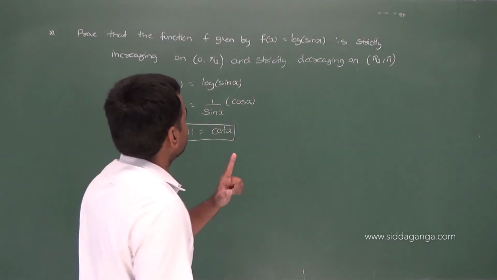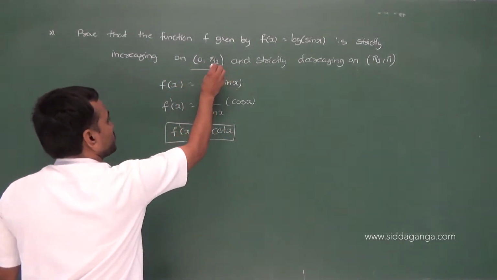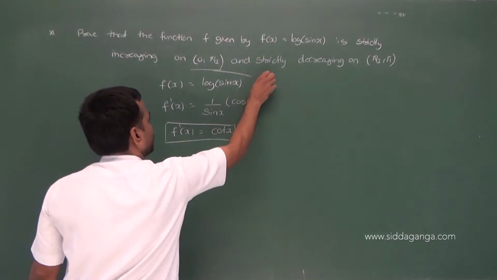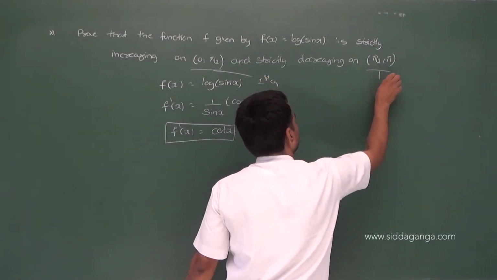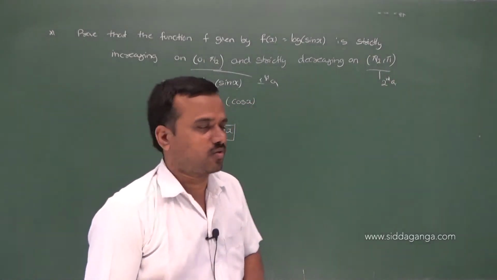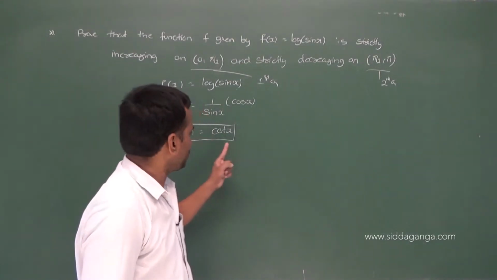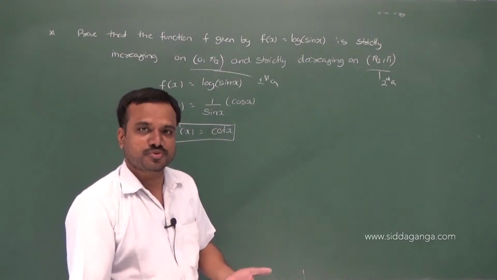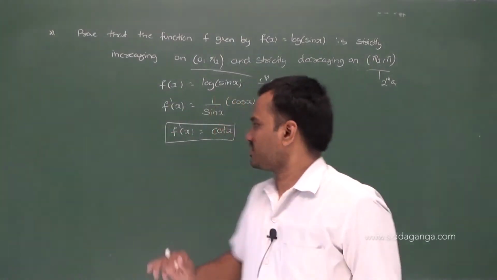See this, what he asked? Prove that it is strictly increasing on 0 to pi by 2. 0 to pi by 2 means first quadrant. Pi by 2 to pi means second quadrant. In the first quadrant, cot is positive. Cot is positive means f dash of x is positive. F dash of x is positive means it is strictly increasing.